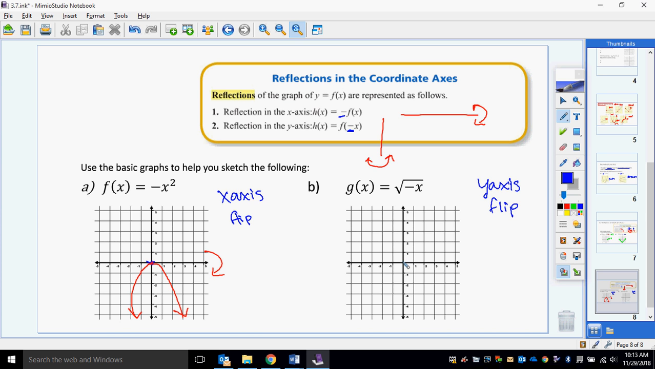The original function of the square root looks like this. So if I'm going to flip it over the y, now I'm flipping it in this side. So instead of pointing right, now it's going to be pointing left. So again, the red is my final answer. The blue was the basic function that I started with.